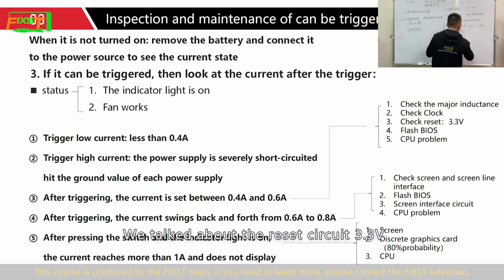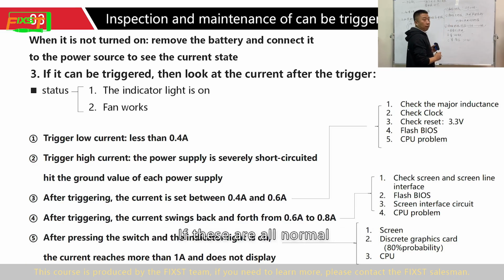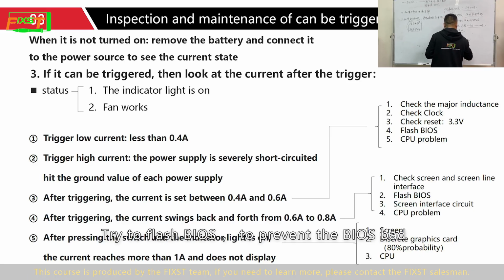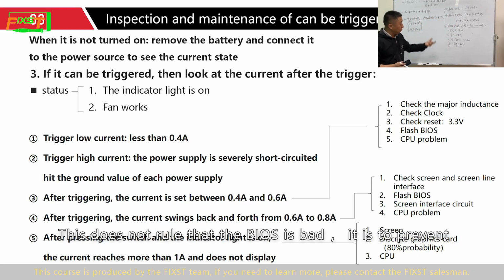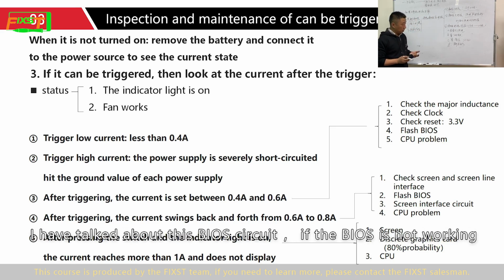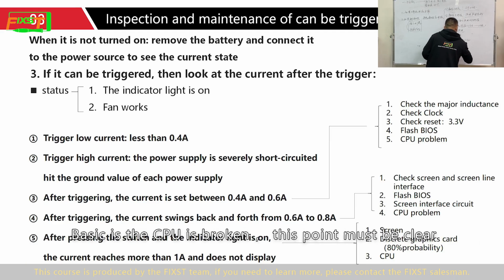We talked about the reset circuit, 3.3 volt. If these are all normal and it is still in this position, what do we do at this time? Try to flash the BIOS to prevent the BIOS being bad. This does not rule out the BIOS being bad, it is to prevent it. Because the BIOS program cannot be measured, we can only flash to try. I have talked about the BIOS circuit. If the BIOS is not working, basically the CPU is broken. This point must be clear.